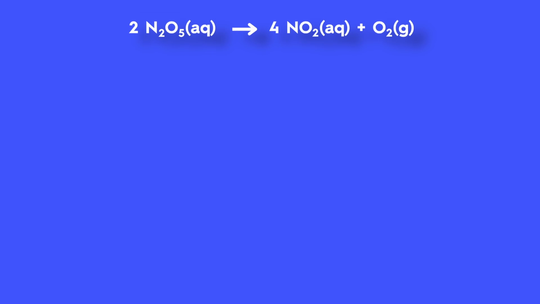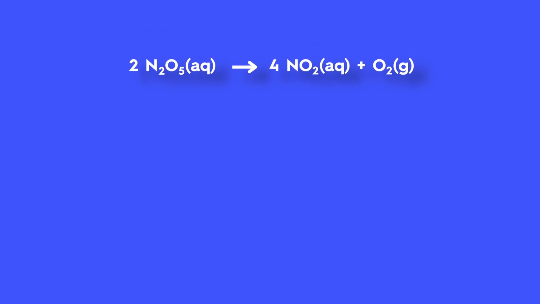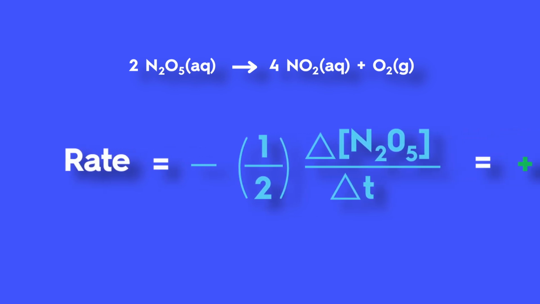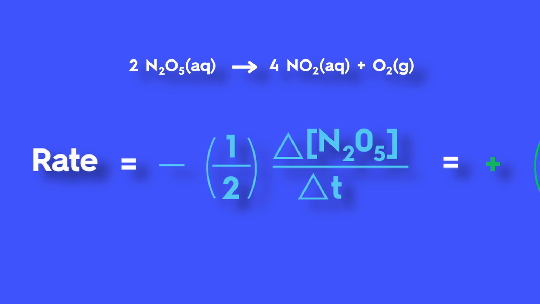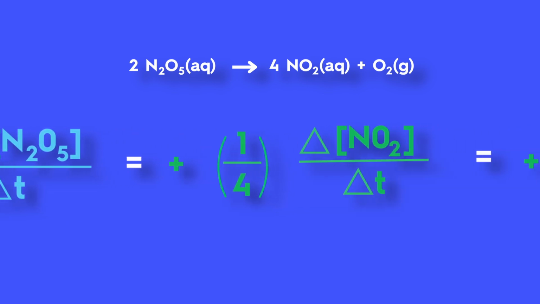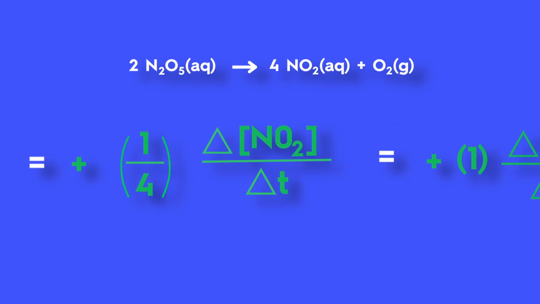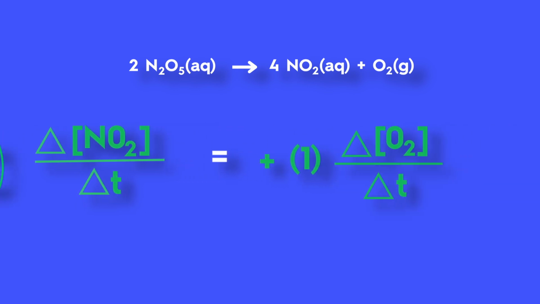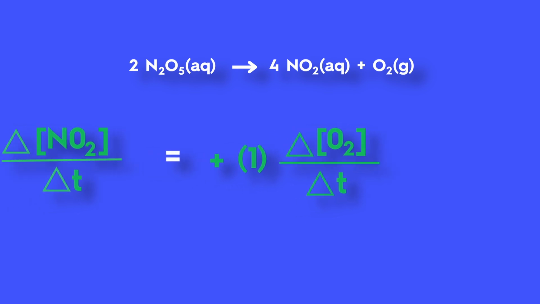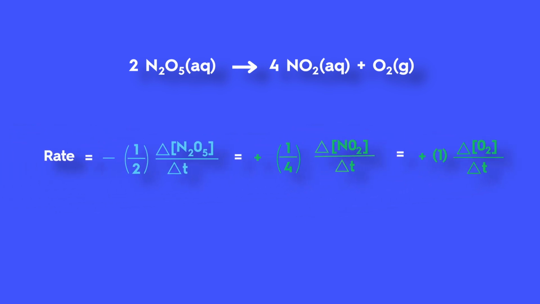To compare species, we scale by the stoichiometric coefficients. Here, the overall reaction rate equals -1/2 times the change in dinitrogen pentoxide per unit time, equals +1/4 times the change in nitrogen dioxide per unit time, equals the change in oxygen per unit time. Signs track direction. The fractions come from the balanced equation.